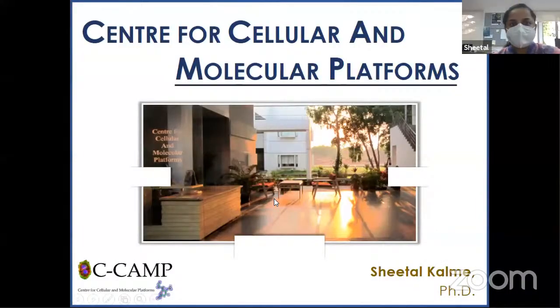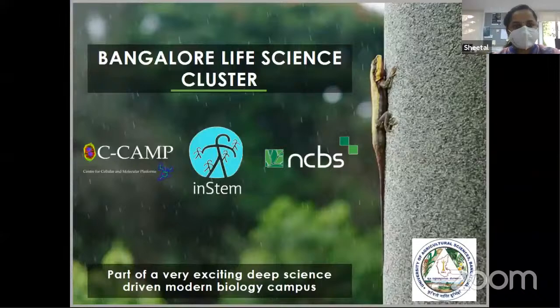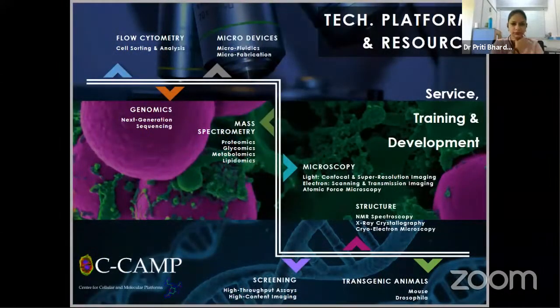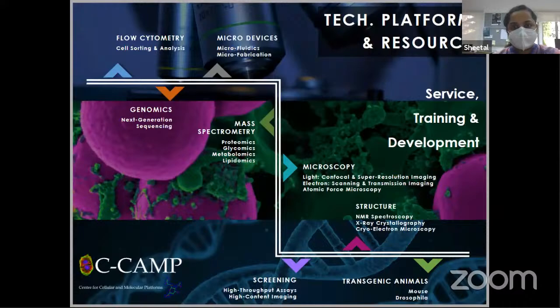So CCAM is the Center for Cellular and Molecular Platforms. As Debashini told you, we are part of the Bangalore Life Science Cluster along with NCBS and inStem. CCAM has two wings, bioincubation and services, and in technology platforms and resources, we have more than 12 technology platforms offering services and training. Starting with flow cytometry for cell sorting and cell analysis, micro devices for microfluidics and microfabrication. In genomics, we have next generation sequencing and Sanger sequencing as well. In mass spectrometry, we have divided it into 5 divisions for proteomics, glycomics, metabolomics, lipidomics, and biologics.